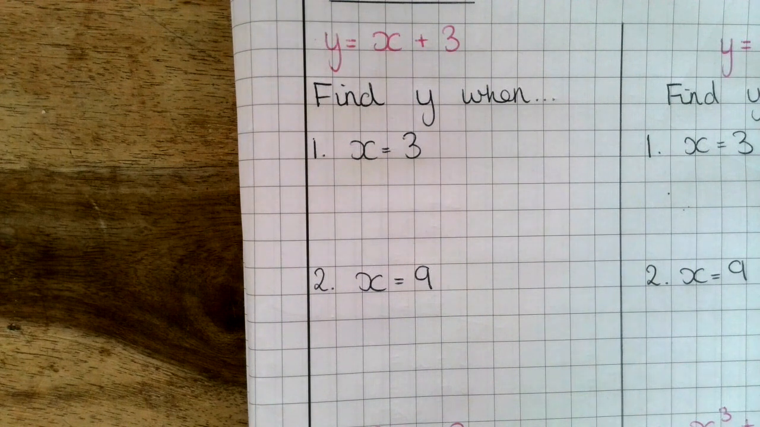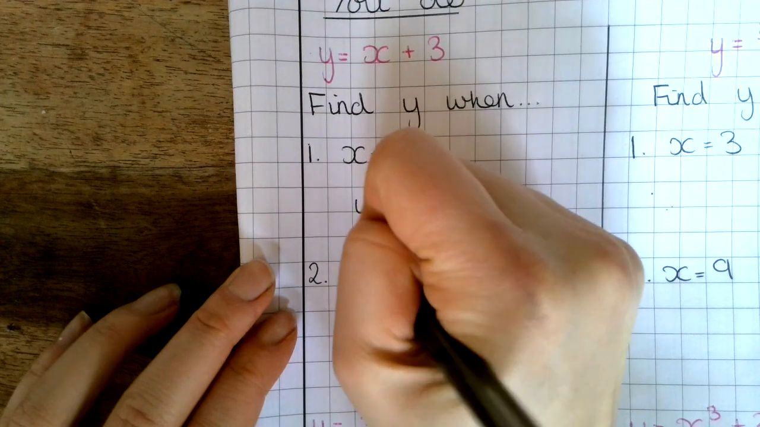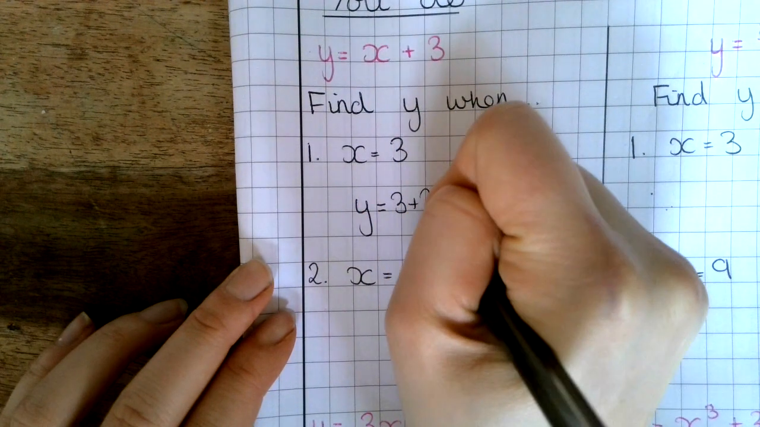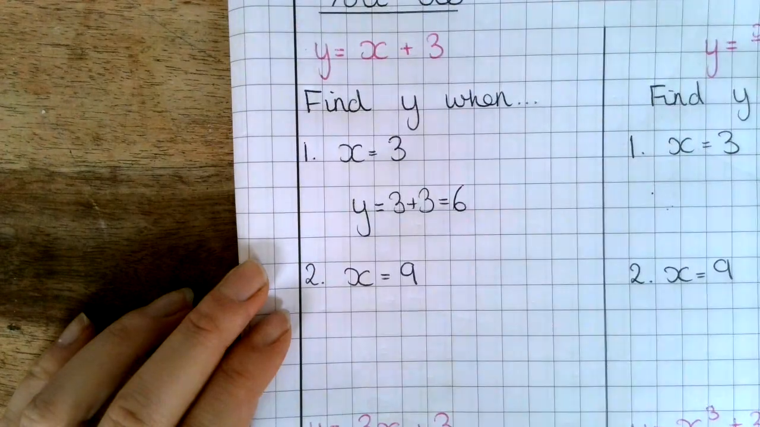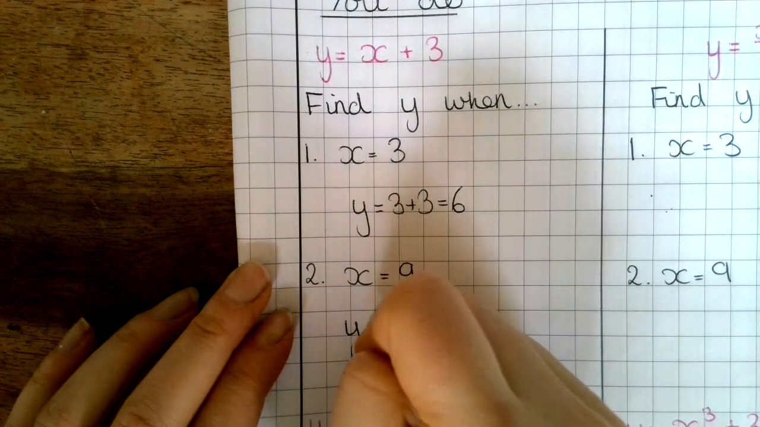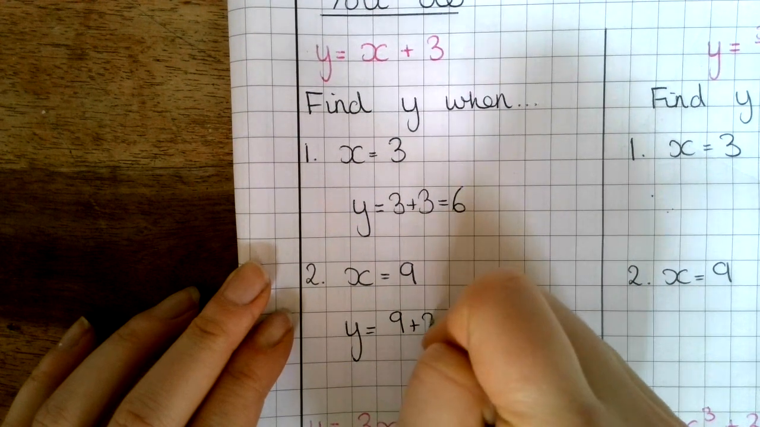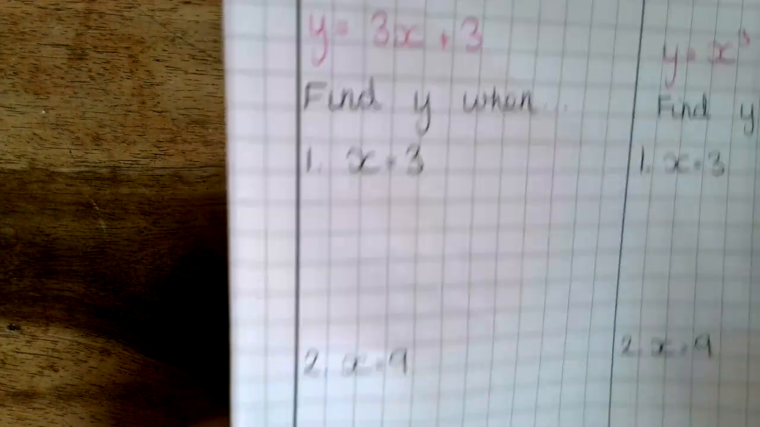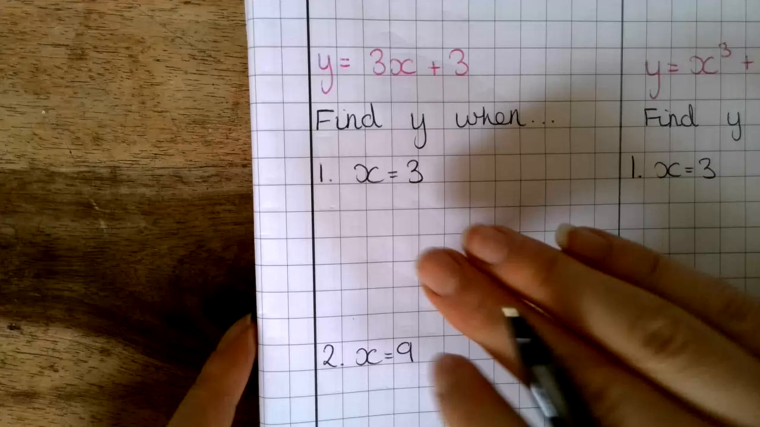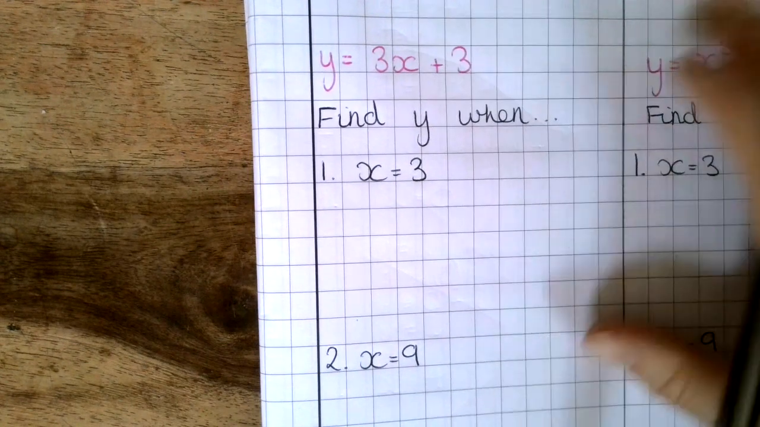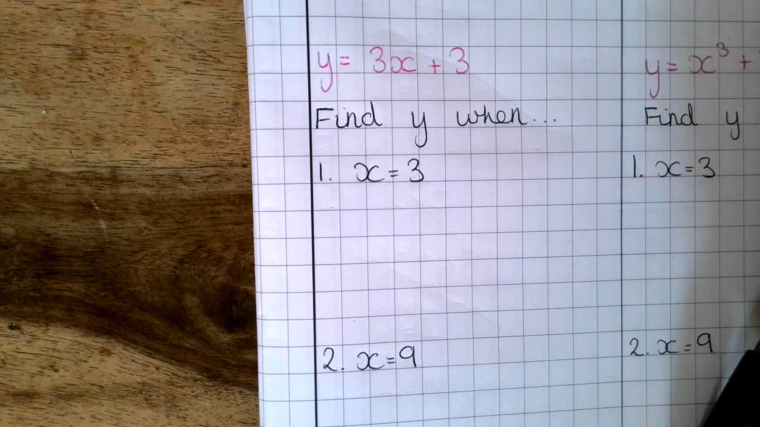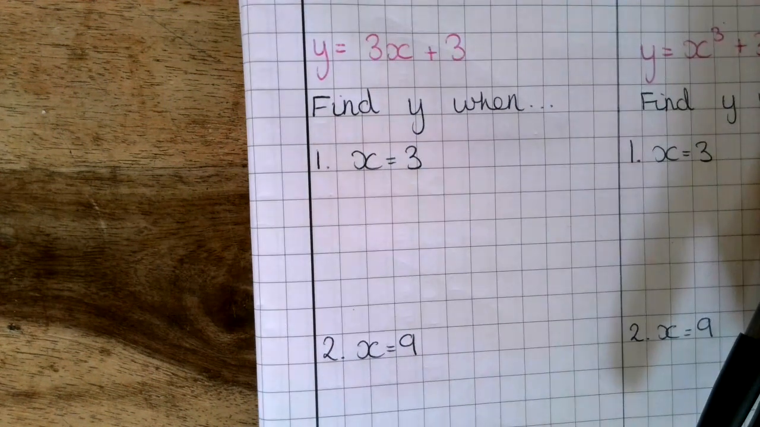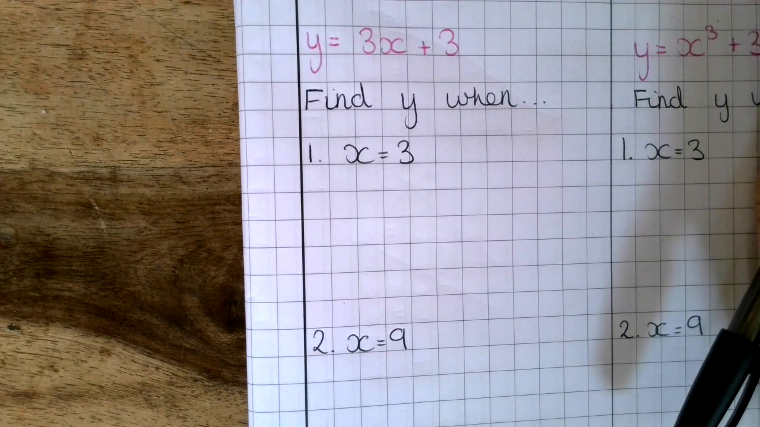So I'm now going to go through the questions. So you should have already gone through it in your own time. You should have got y equals 3 plus 3, which is equal to 6. Y equals 9 plus 3, which is equal to 12. Can you do the same with this question? Copy it down, pause, answer the question, then press play when you're ready to check.